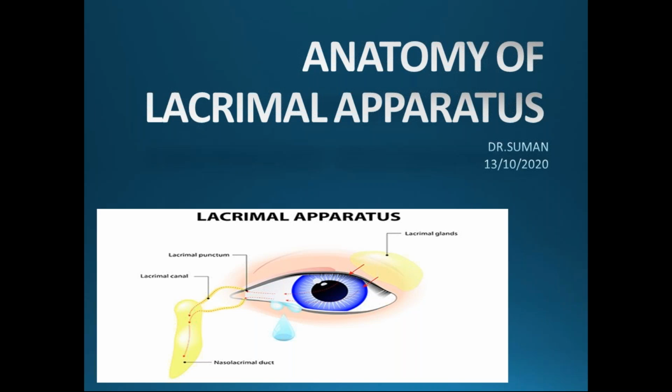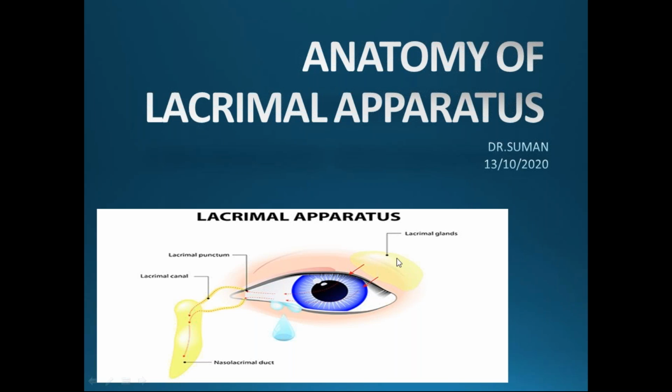Today's topic is anatomy of the lacrimal apparatus. The lacrimal apparatus mainly consists of the glands which produce the tear fluid and the drainage of the lacrimal fluid. Lacrimal fluid, or tear fluid, is produced by the lacrimal glands. It is divided mainly into the orbital part and the palpebral part. The two main parts of the lacrimal gland are the orbital part and the palpebral part.